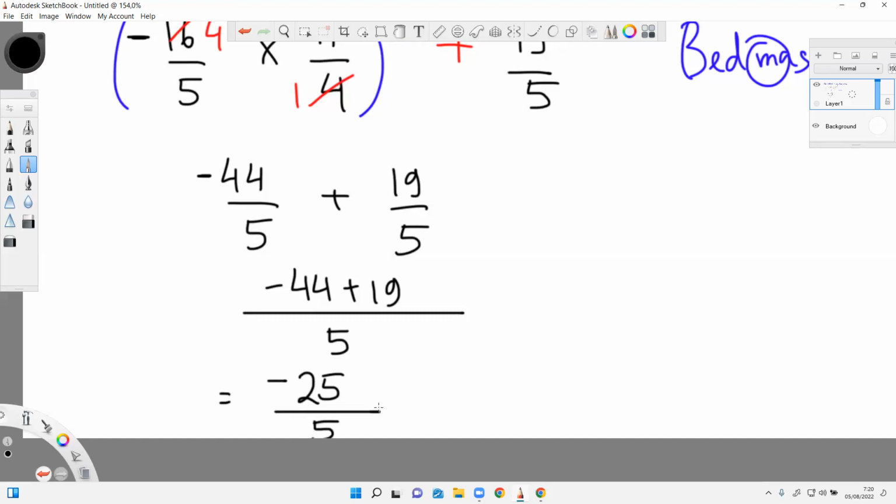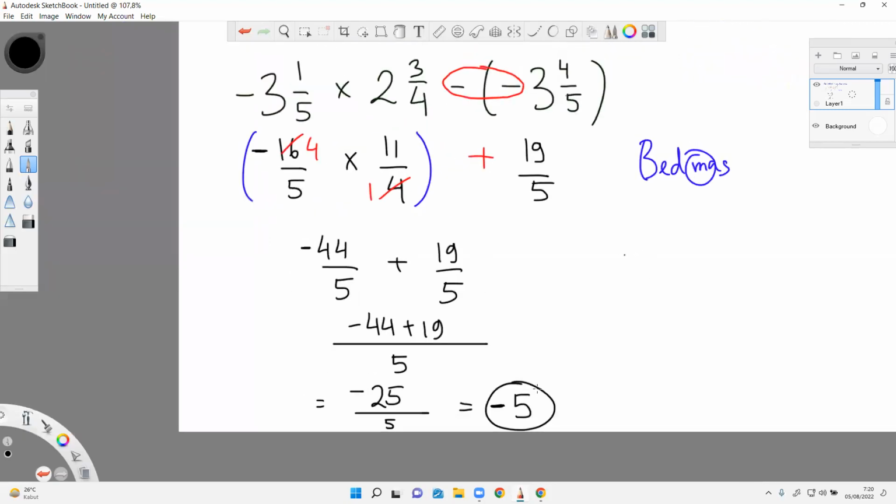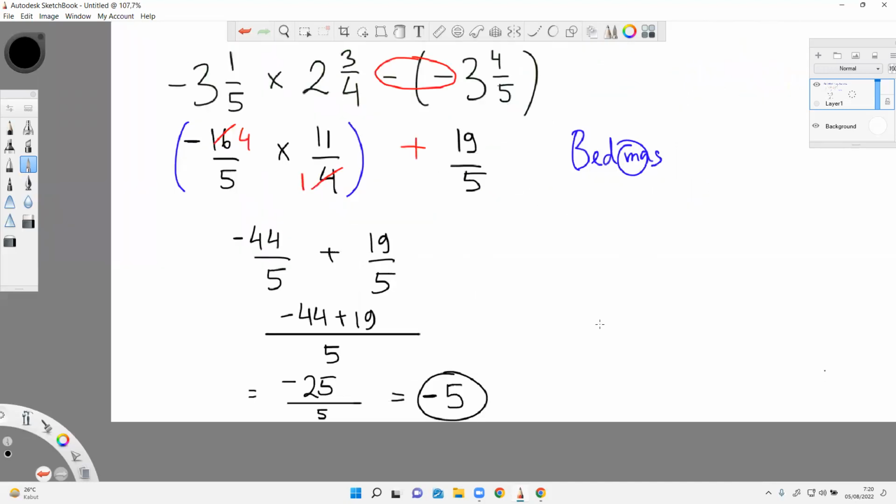Okay, wow. I don't expect the answer is so good. Negative 25 over 5. Negative, right? Because negative divided by positive is negative. 25 divided by 5 is 5. Okay. I'm lucky, by the way. Why lucky? Because I don't expect the answer is in a whole number, in an integer form. But that's how you do the order of operation.